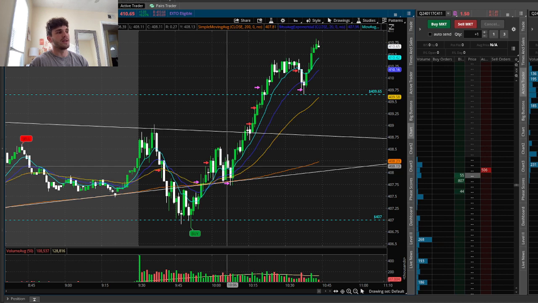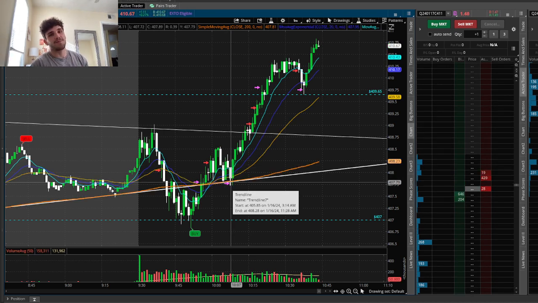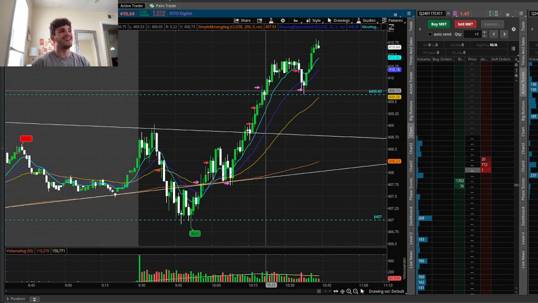Perfect bounce off of it. We came back down, I kid you not. I got out when the candle poked below my supports. So I got out of the trade, and then you can obviously see what happened right afterwards.